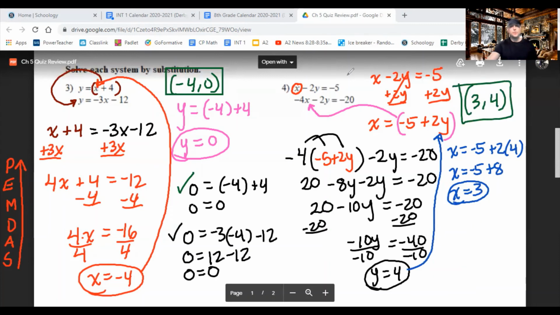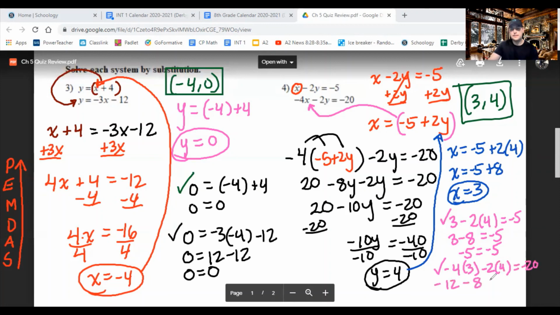Let's make sure it's that by doing a quick check. We'll do our check in pink. Using the original equations, is 3 minus 2 times 4 equal to negative 5? 3 minus 8, does that equal negative 5? Yes. So the top equation checks. Let's do this bottom equation. Negative 4 times 3 minus 2 times 4, does that equal negative 20? Well, that's negative 12 minus 8. When you subtract those two together, it's like adding two negative numbers. That does equal negative 20. So yes, 3, 4 is the solution.